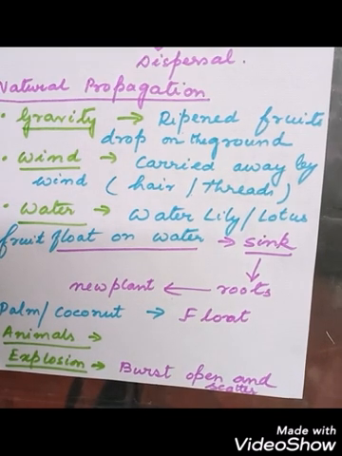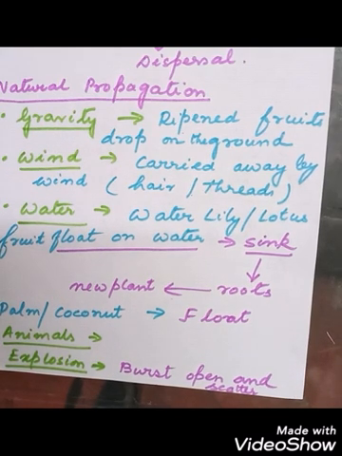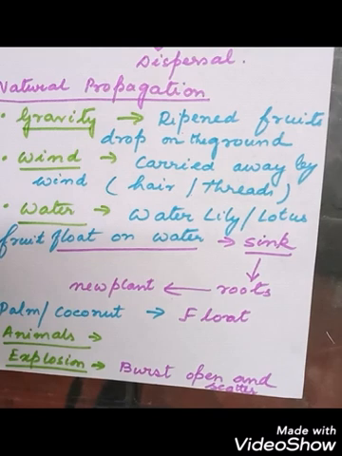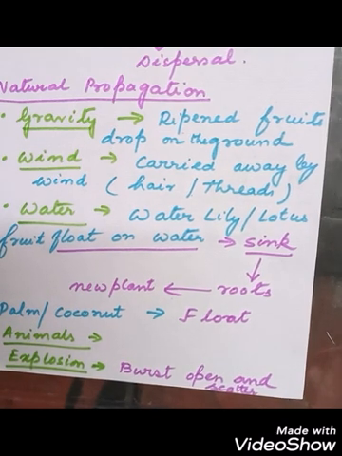So when the seed is not digested, it comes outside the body of the animal in the form of feces or solid waste matter. This solid waste is thrown here and there when the animal travels from one place to another, and then the seed can grow into a new plant. And also, as you know, cow dung increases the fertility of the soil. It also acts as manure, so that the seeds can easily grow in different areas.